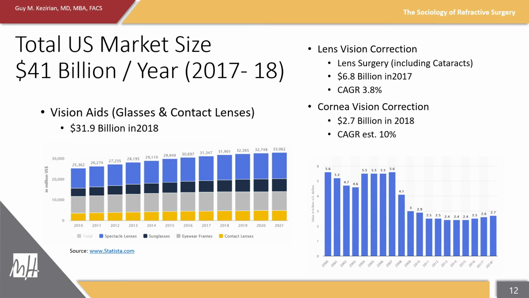Looking at the US market in a little more detail, you can see that each segment of vision correction is growing over time. Spectacle lenses, contact lenses, eyewear and frames, all of them are growing in every category with time. But at the same time, while we would expect to see vision correction undergoing the same continuous growth, we had a peak around 2001, shortly after the FDA approvals of LASIK. Then we had a drop-off.